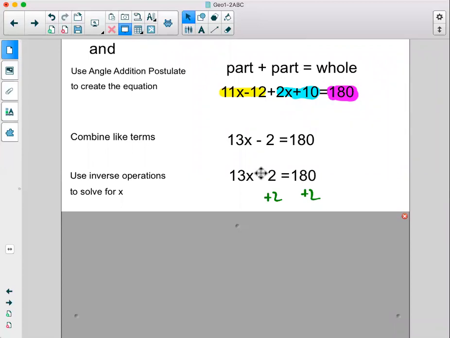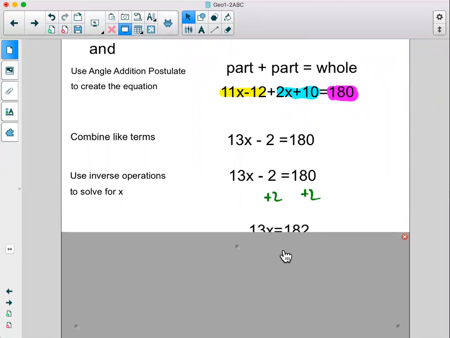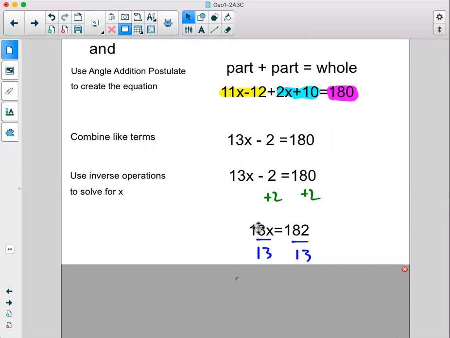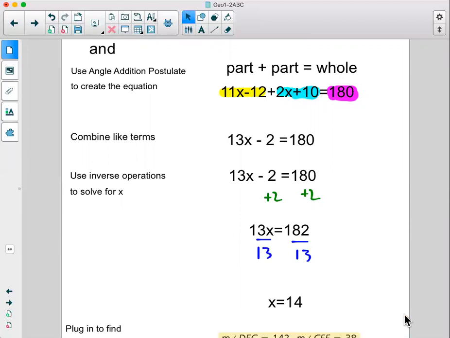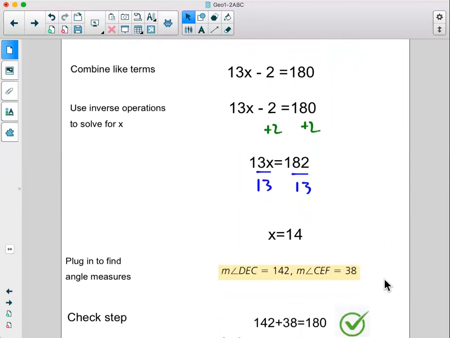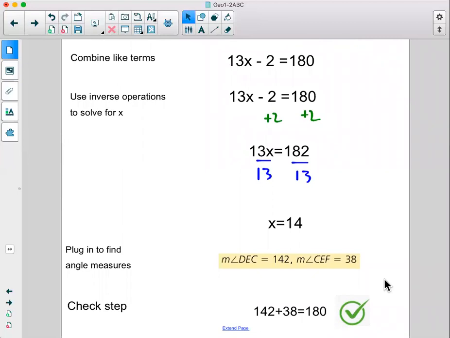The inverse of subtracting is adding. We add 2 to both sides. The inverse of multiplying is dividing. We divide both sides by 13 and we get x is 14. And we can plug in to find the angle measurements. If we've done it correctly, those two angles will add up to the straight angle, and they do, so check.